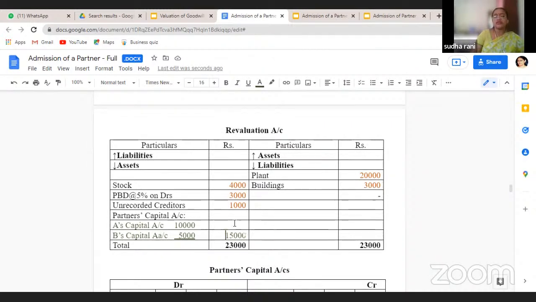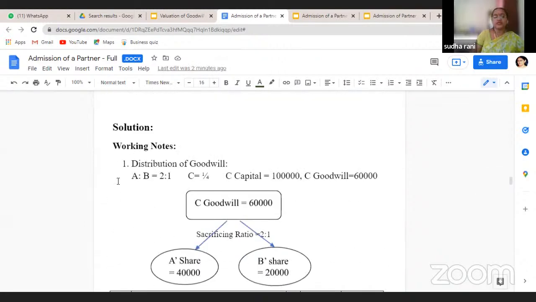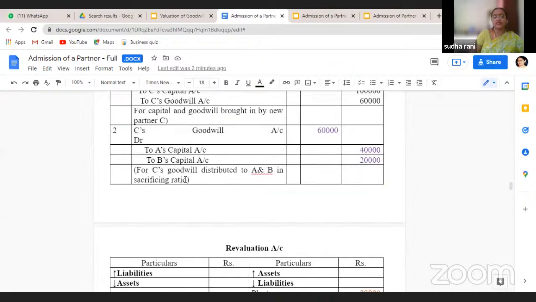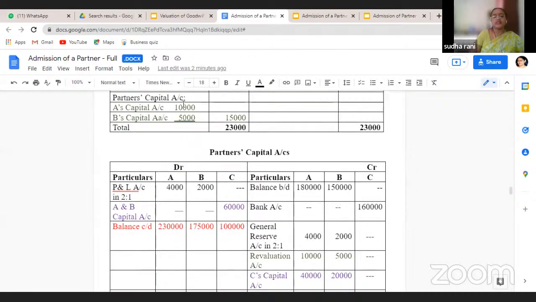So 15,000 in 2 is to 1. Here the ratio is 2 is to 1. So 2 is to 1 means 2 by 3, 1 by 3. In that ratio, if you distribute, A is getting 10,000, B is getting 5,000. Done. Revaluation account is done.